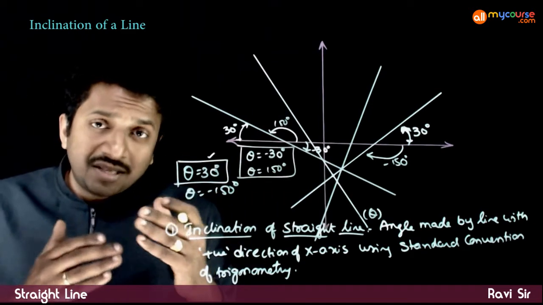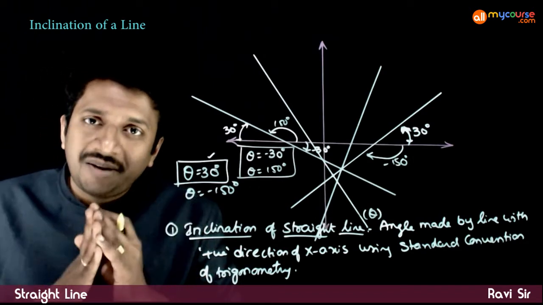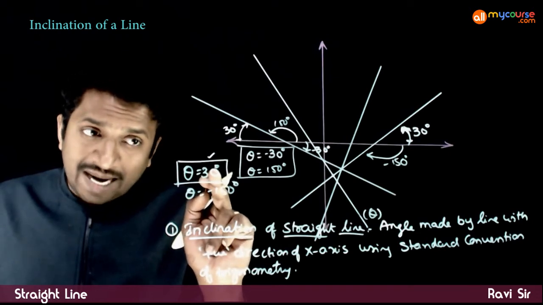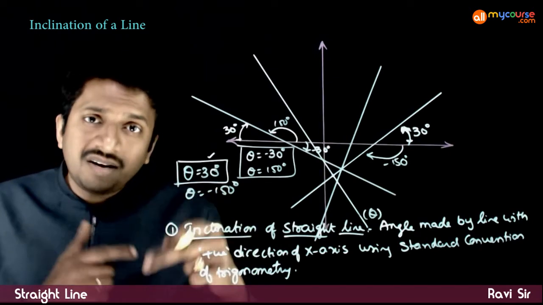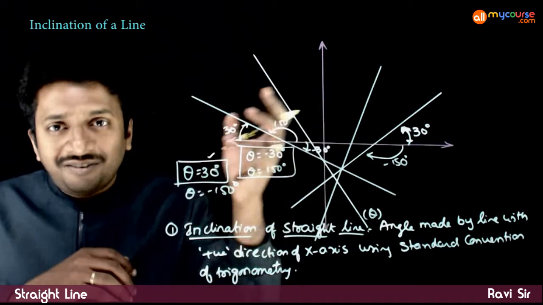Now, as you can see, there are an infinite number of values for the inclination of a straight line. If you take any angle, you can find many different corresponding angles using the convention of periodicity of the angle.